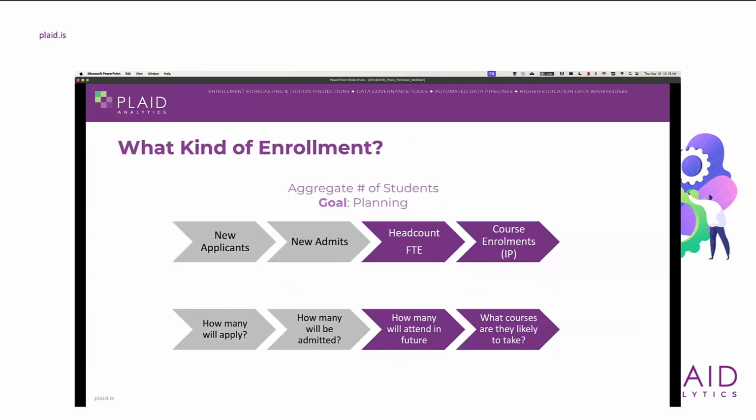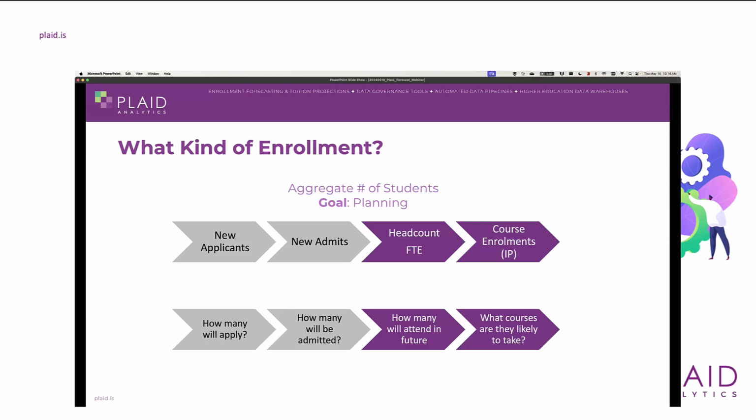And what we're doing here in terms of enrollment, it can mean a few different things to a few different people. So just wanted to provide some context here. When we're talking about enrollment in this case, we're talking about supporting the goal of planning. So we're talking about an aggregate number of students. We are not talking about an early alert system for individual students, as an example.